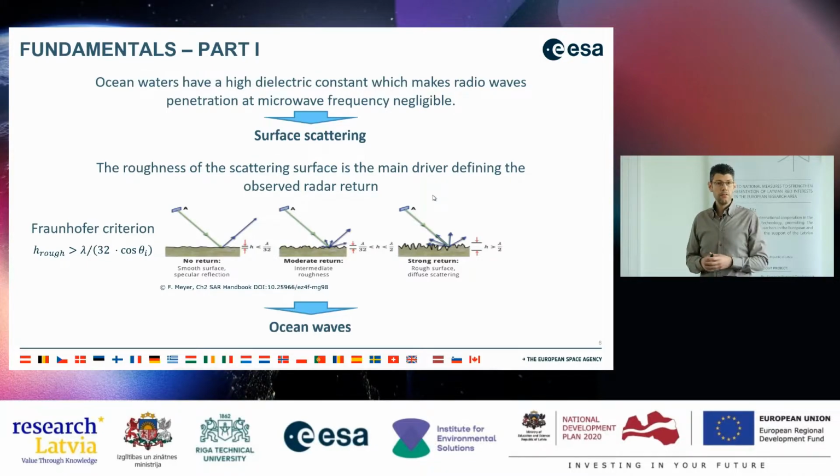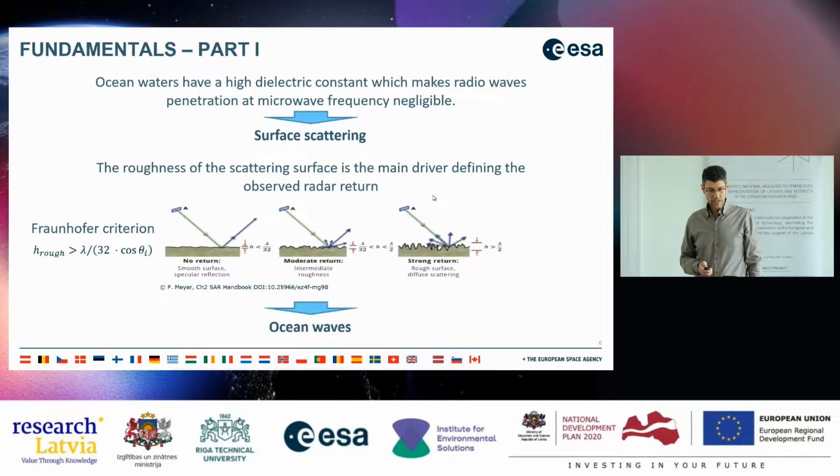And if the surface starts to have some moderate roughness, then part of this energy comes back. And this is what you measure. And of course, the stronger the roughness, the more you measure. And roughness in the ocean is caused by the ocean waves, right?